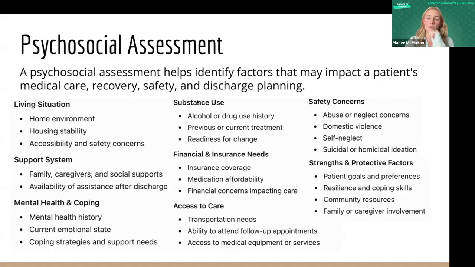The next would be safety concerns. So, concerns for abuse or neglect. I think a lot of us think of children when we think of that, and that's a very important aspect of when abuse and neglect concerns would come into play. However, it's also important to think about that when we are working with adults. Domestic violence is a big concern.